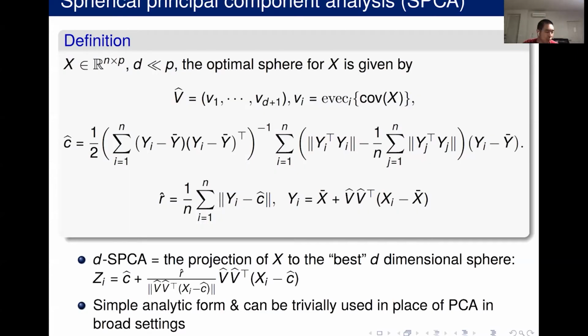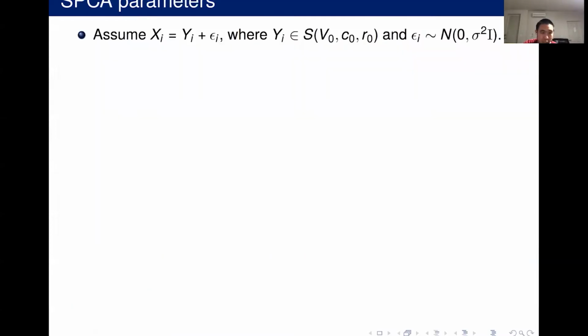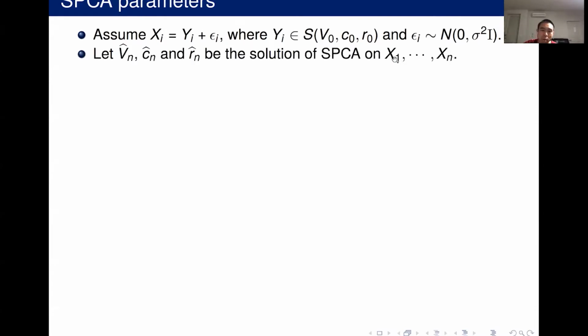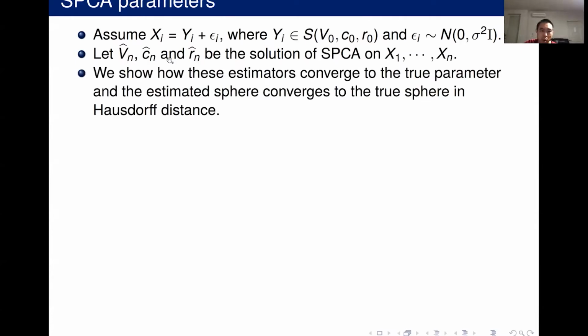So then let's look at some theoretical results regarding SPCA. First we assume that xi comes from a point on the sphere with some measurement error epsilon i. That is, yi is from some sphere parameterized by v0, c0, r0. And this epsilon i is Gaussian noise with variance sigma squared. And then we have some IID samples, x1 up to xn, and we run this SPCA. We get this vn hat, cn hat, and rn hat. So we'd like to know what's the difference between this estimated parameter and the true parameter, and what's the difference between the true sphere and the estimated sphere by SPCA.